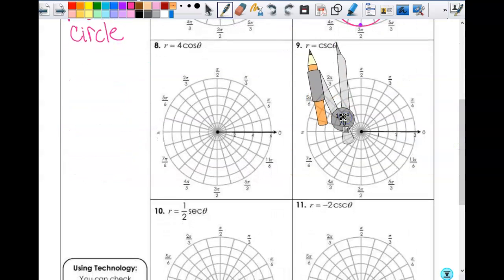So r equals 4 cosine theta. Right? So what is the cosine of 0? 1. 1 times 4 is 4. The cosine of pi/6: square root of 3 over 2, which is about 0.9, right? Times 4, which will give me about 3.6. Notice the scale on this one's different than the other, so pay attention to that. Then pi/3: 1/2 times 4 is 2. And then the cosine of pi/2 is 0.